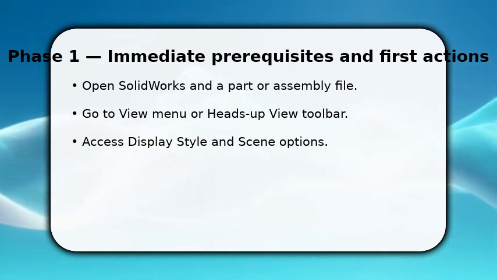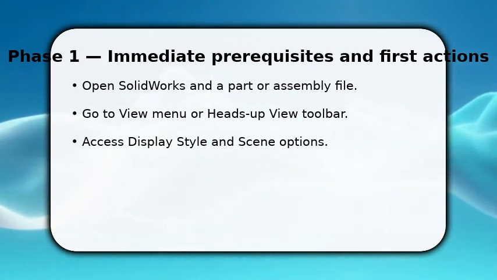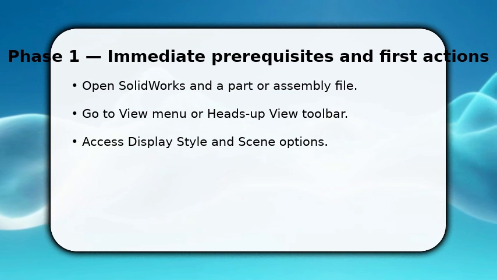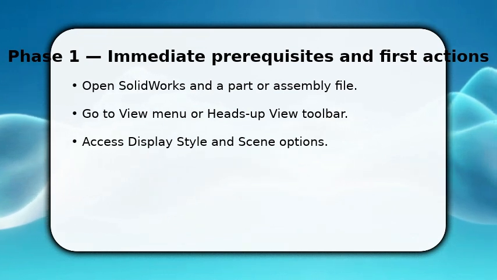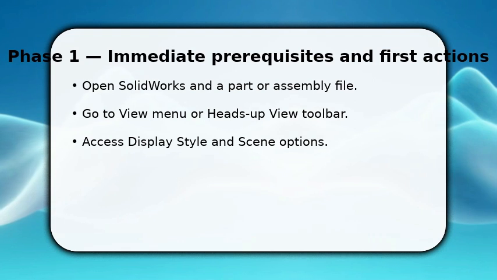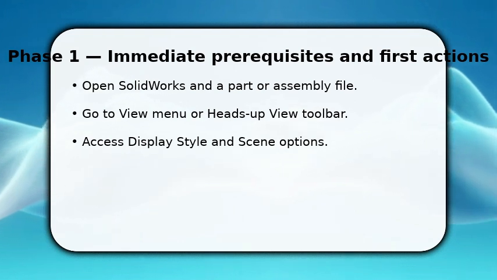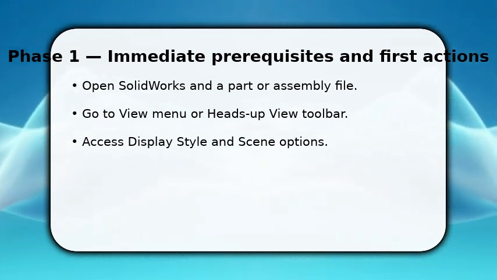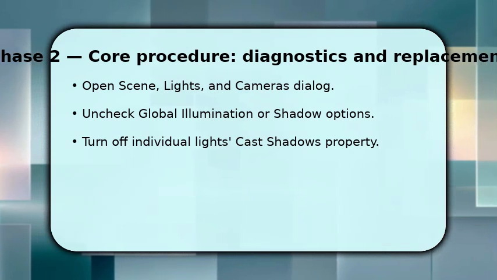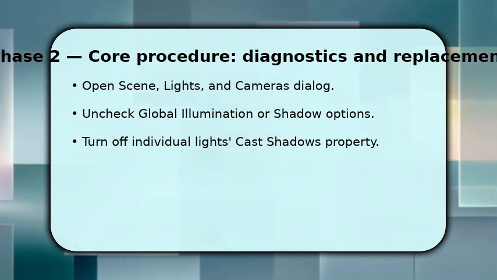You need to be in an active model window so the scene options apply. Next, we will find the Shadow toggle and light settings to turn shadows off. In the Scene, Lights, and Cameras dialog, locate the Lights tab and inspect each light source. Uncheck Cast Shadows for spot, directional, or point lights.